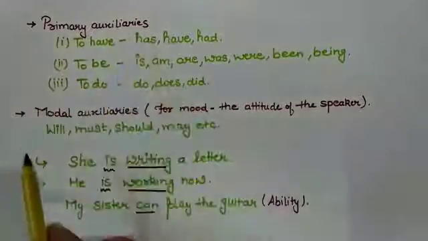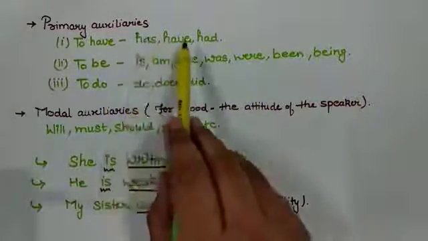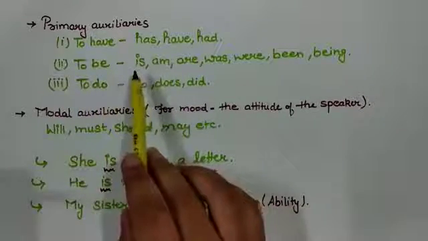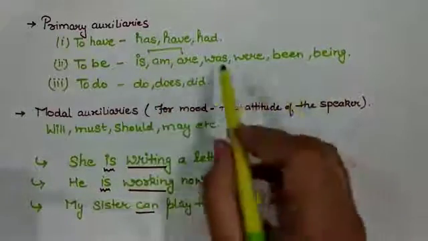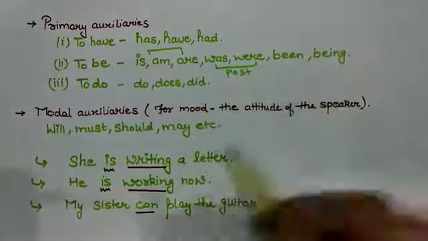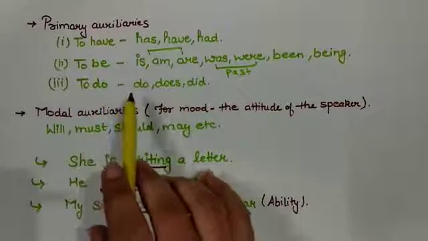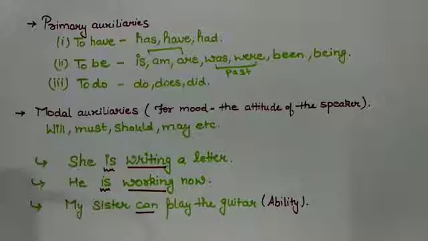Primary auxiliary verbs can be to have, and it has three forms: has, have and had. To be, and forms are is, am, are in present tense, was and were in past tense, been and being in continuous form. And to do, verb forms are do, does and did. Primary auxiliary verbs play a very important role as they support the action words.